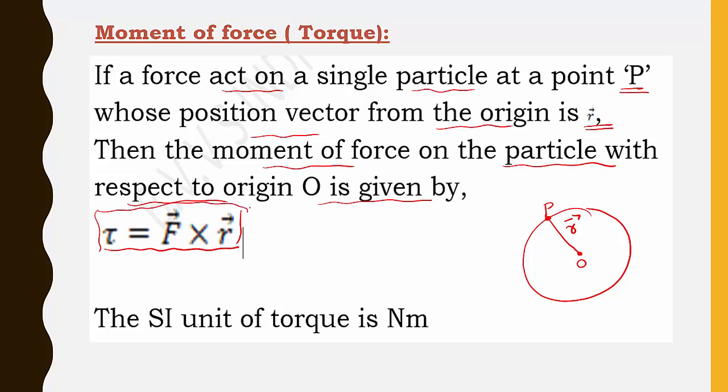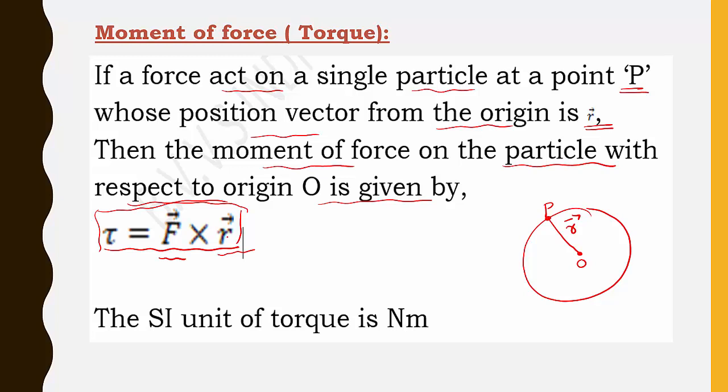Cross product is also called vector product. Vector product means product of two vectors. Here the applied force is also a vector quantity, and the position vector, the perpendicular distance between the origin and the particle, is also a vector quantity. So we are going to use the vector product.